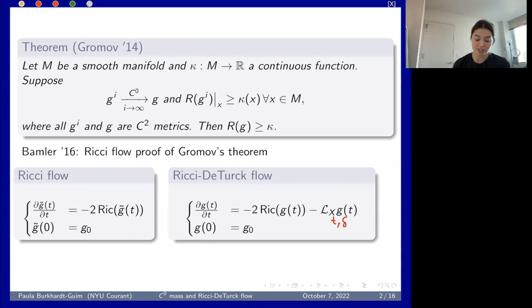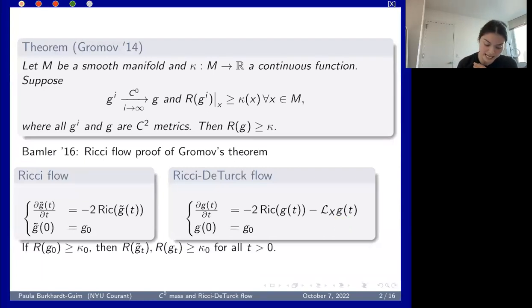Okay, so here are the Ricci and Ricci-DeTurck flows. Why am I talking about these? Well, we were talking about problems involving spaces with scalar curvature bounded below, and using Ricci flow and Ricci-DeTurck flow to solve problems related to such spaces. And so the reason that you might guess that Ricci and Ricci-DeTurck flow are related to spaces with lower scalar curvature bounds is that uniform lower scalar curvature bounds are preserved under these flows.